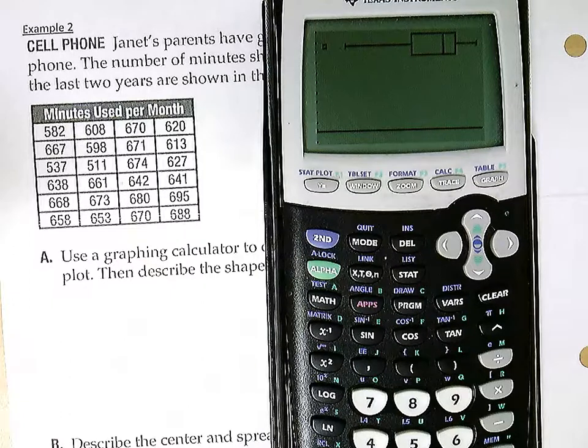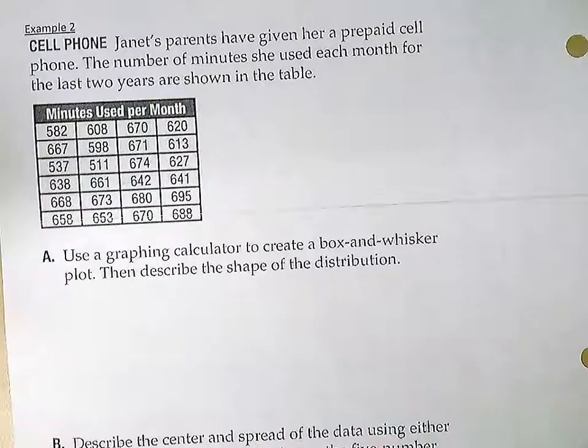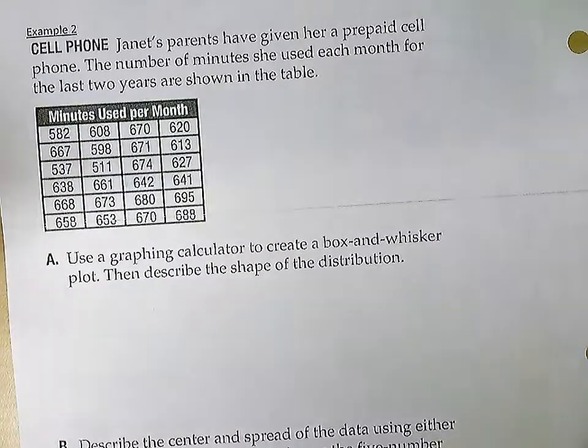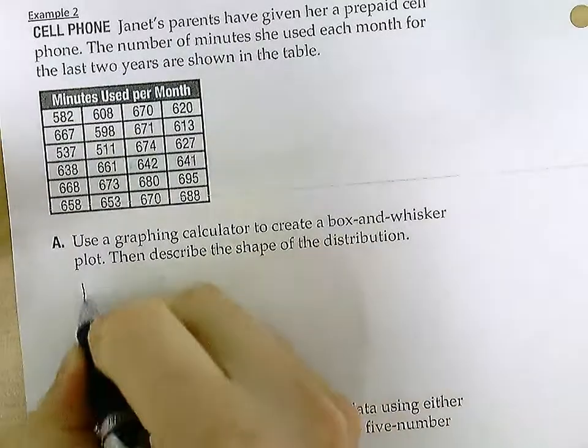Okay, so here's my box and whisker. Now, if I look at this, what type of distribution is that? It is negatively skewed. So I'm just going to draw it out so I can see it here.